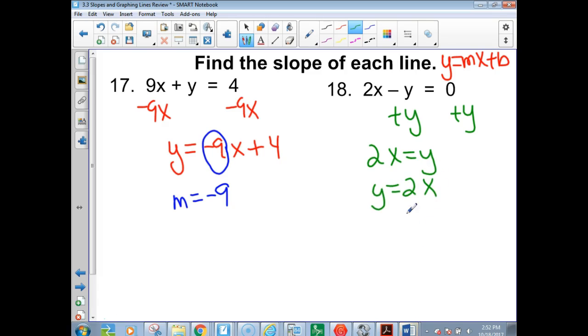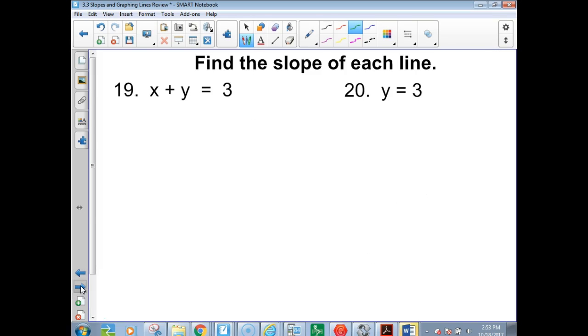Now it's quick, and you get 2. Did you get positive 2 anyway? Divide by the negative 1, yeah. It's not wrong to do it the other way. As long as you got a slope of 2, we're good.